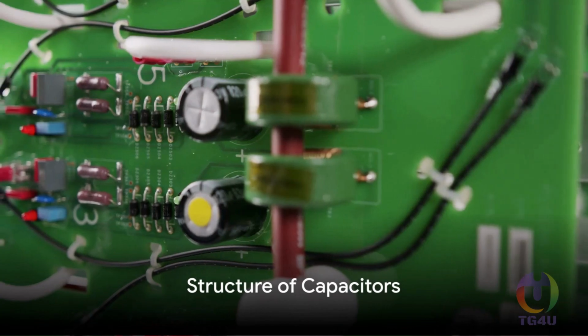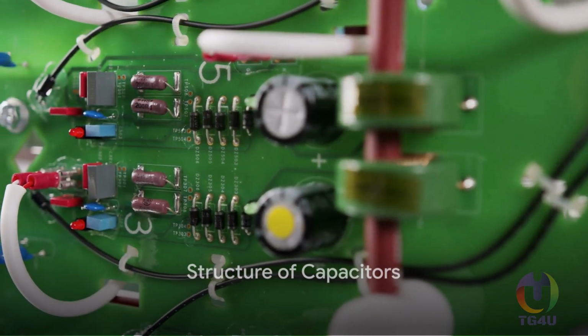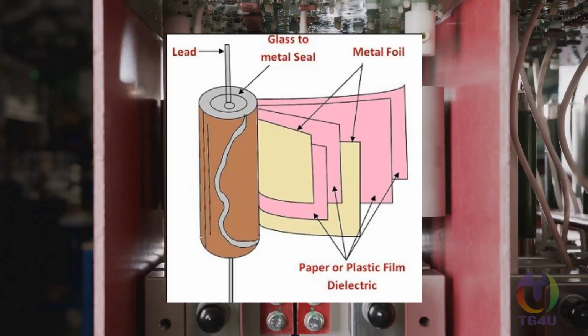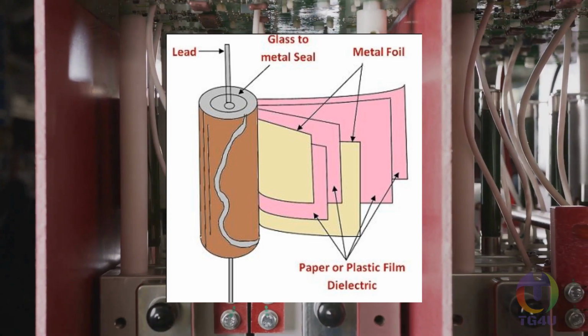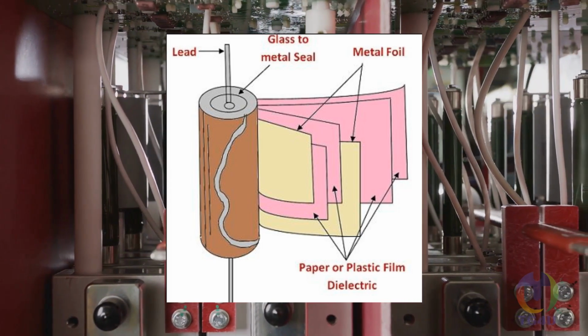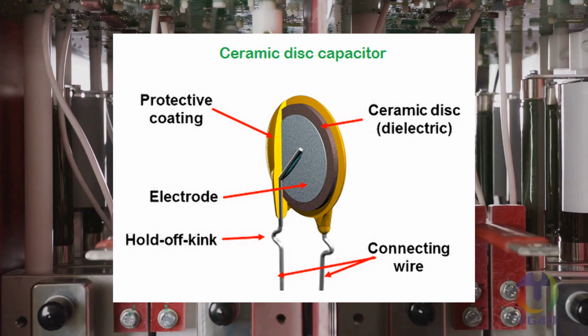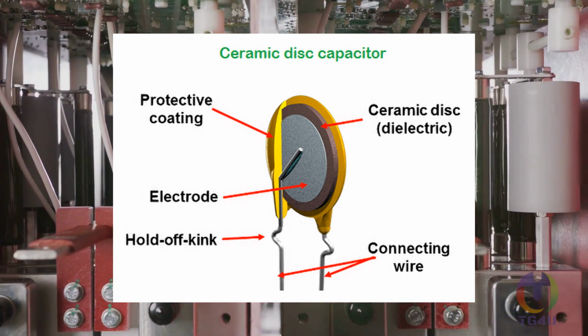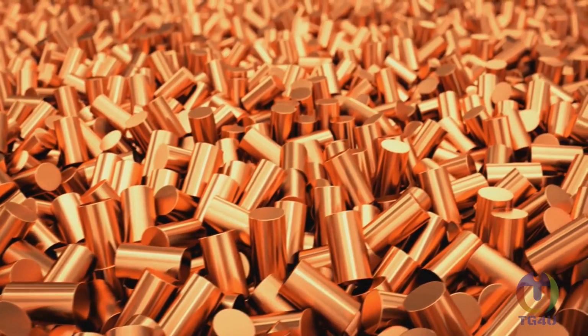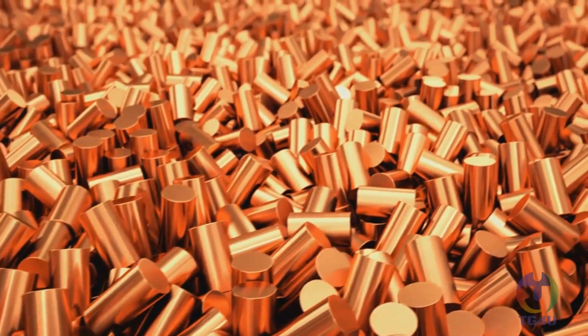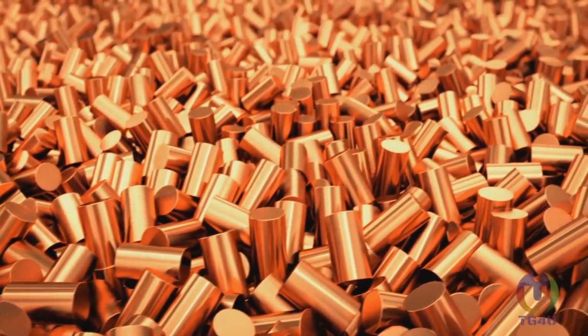So, what's the secret recipe for a capacitor? It's straightforward. A capacitor is made up of two conductive plates separated by a non-conductive or insulating material, known as a dielectric. The type of dielectric used can influence the properties of the capacitor.